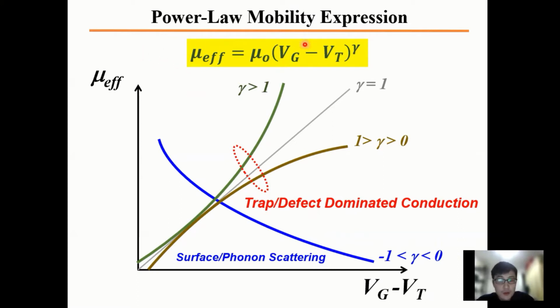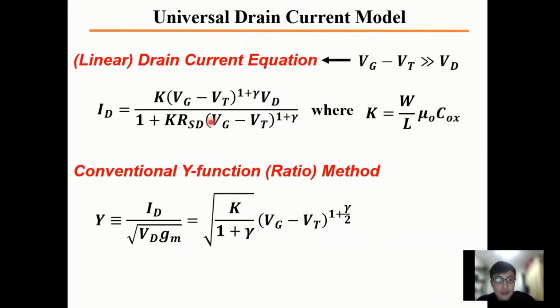So we take this mobility expression and plug it into the ID equation with the consideration of the contact resistance. We will be able to get this analytical drain current expression under the linear regime. So K is the geometric factor defined by the constants over here, and the contact resistance is over here.